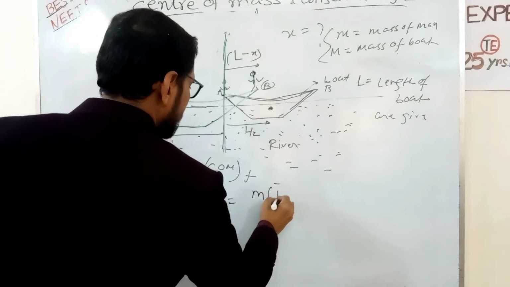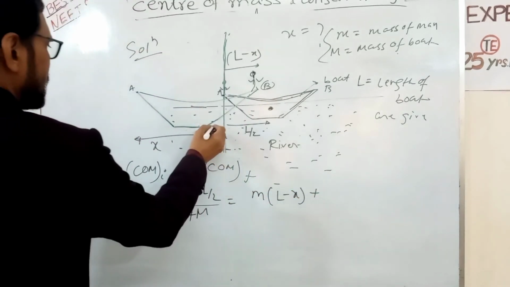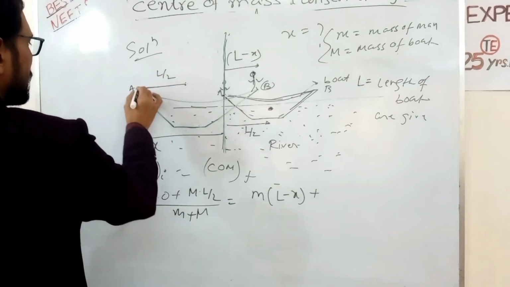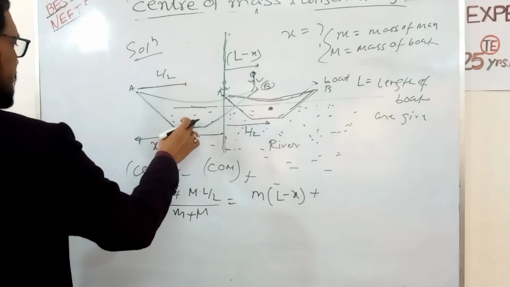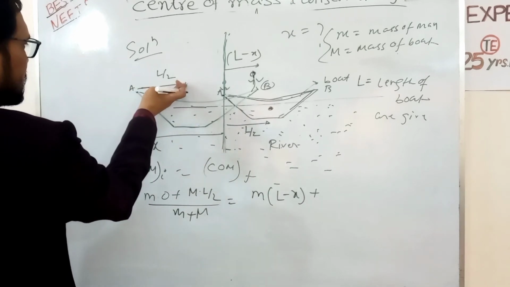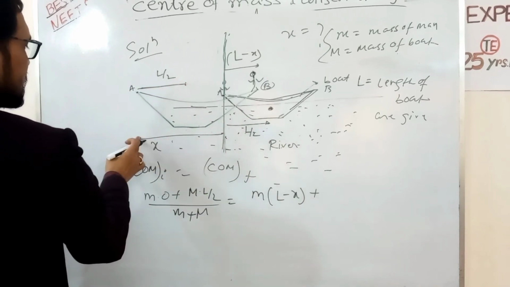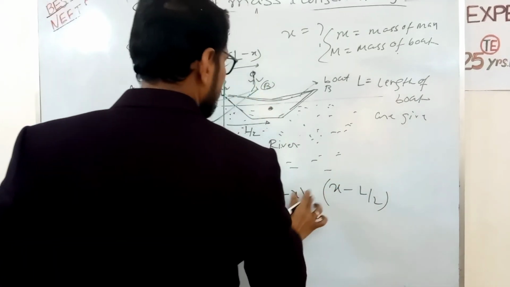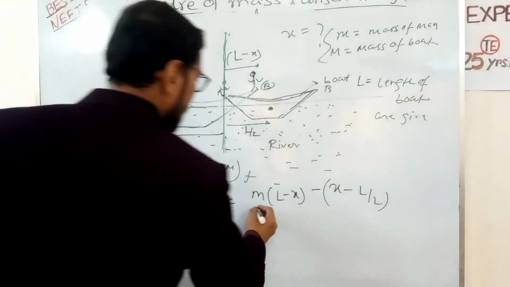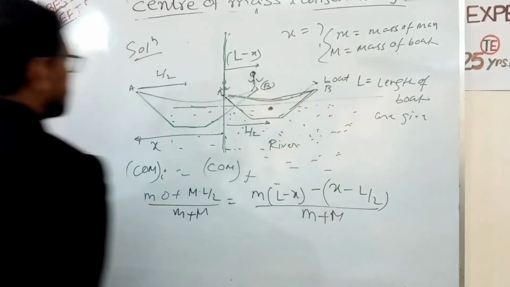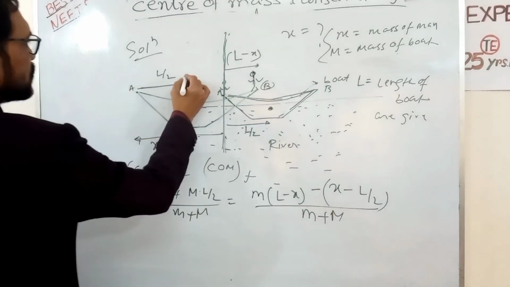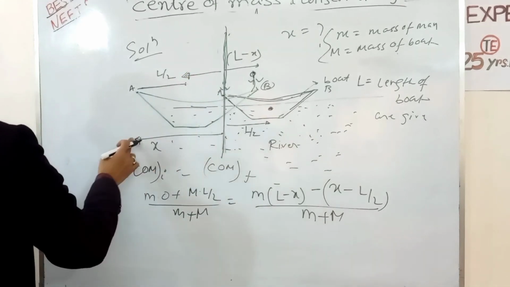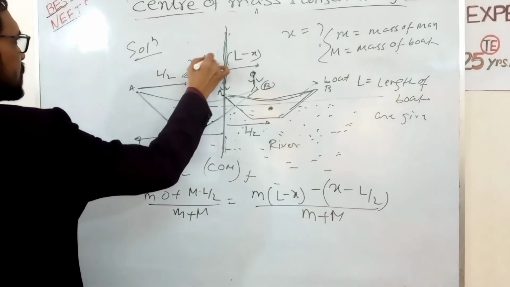So m into (l minus x) plus, and this is from l by 2, because the center of mass is at the middle part. So from A the center of mass is at l by 2. Now this distance is x, this is l by 2, so this will be x minus l by 2, but this is on the negative side, so minus, by total mass. Here we always take the measurement from this reference line. So if this is x, this is l by 2, this distance will be x minus l by 2.